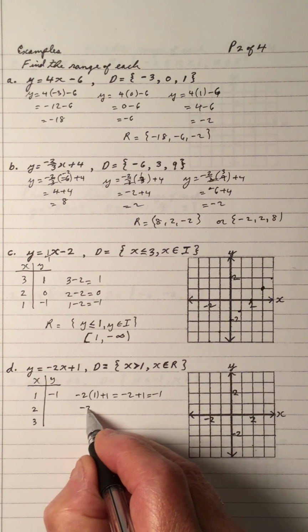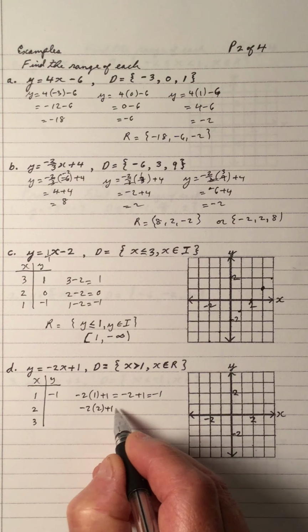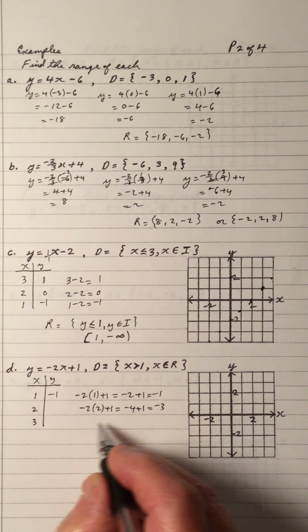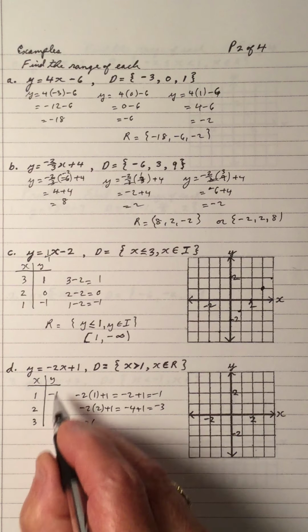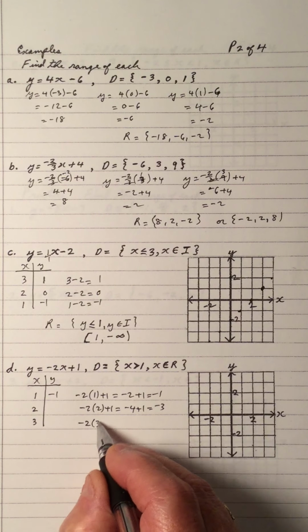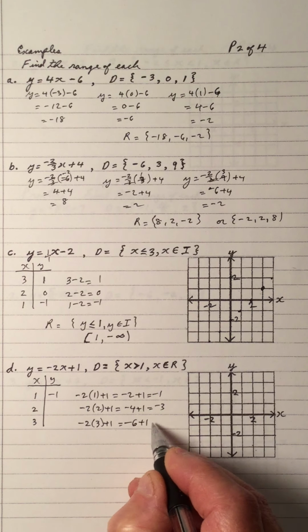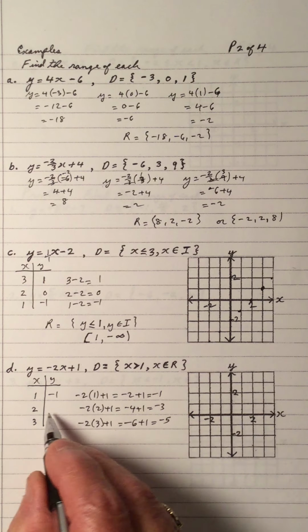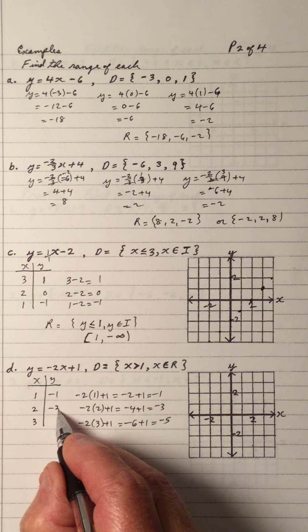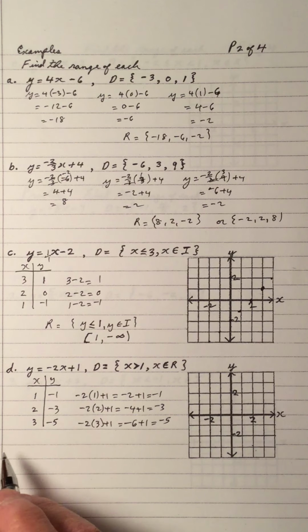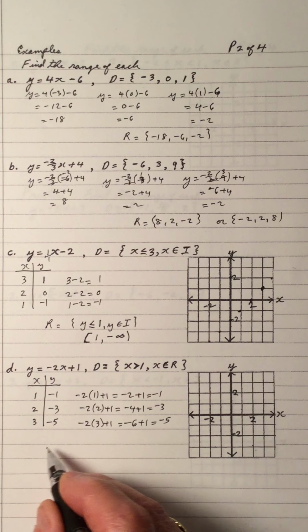And we're going to put 2 in the place of x, add on 1. -4 plus 1 is -3. And we're going to put 3 in the place of x, and -6 plus 1 is -5. So 2 gave me -3, 3 gave me -5, and we're doing the range.